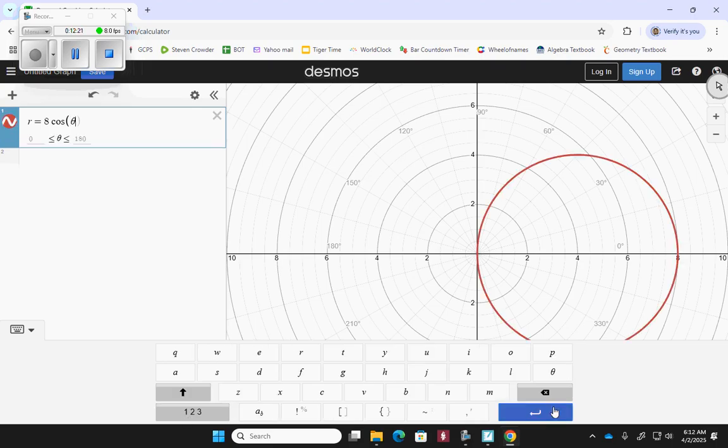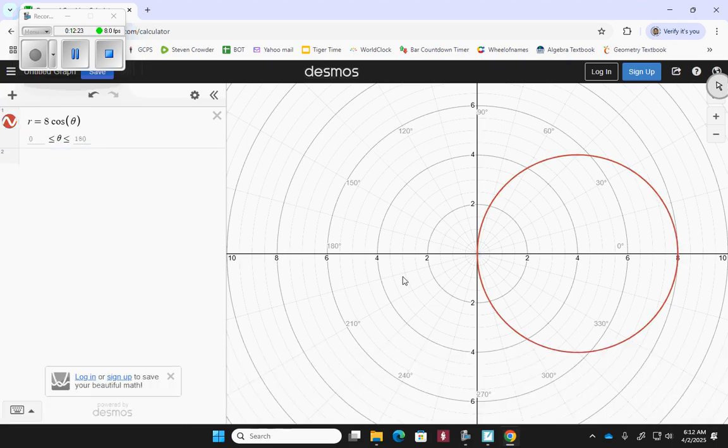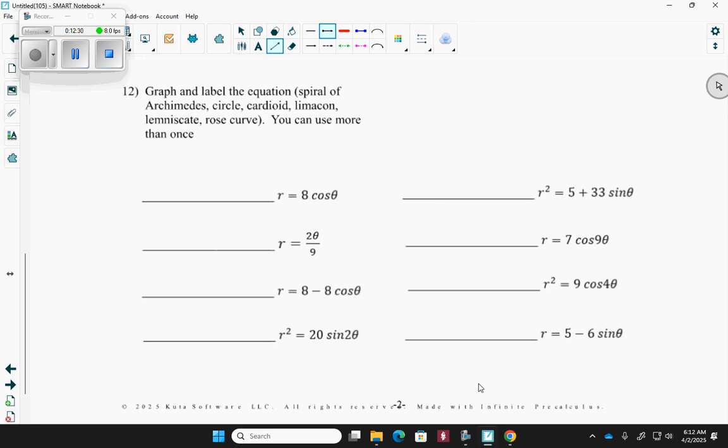All right, so let's take a look at what we got here. It looks like a circle. Yeah, I'm going to say that's a circle. So obviously, question number 1, we're going to do a circle.